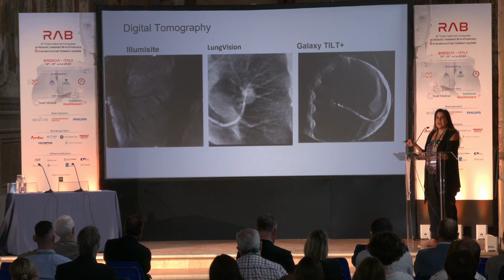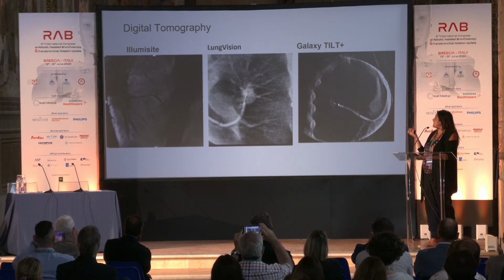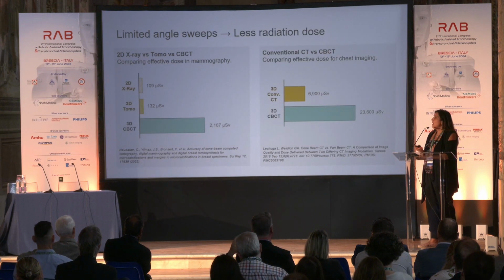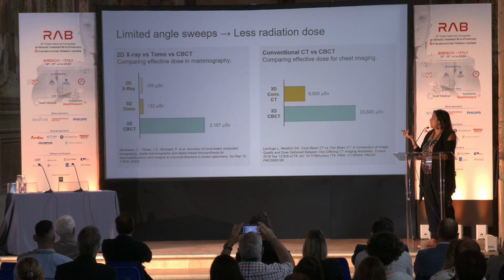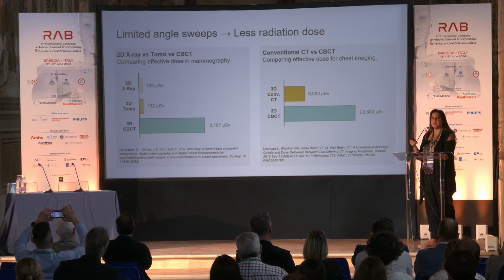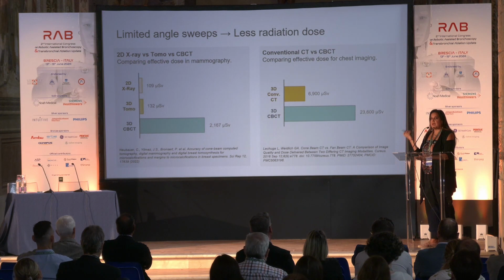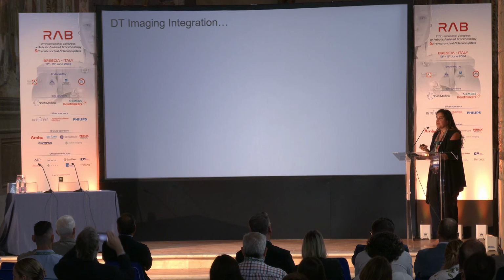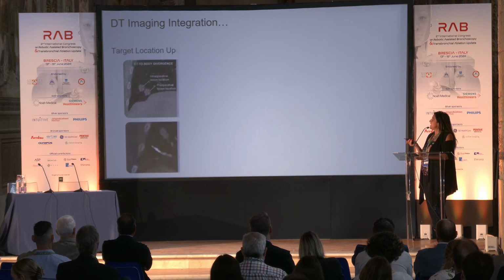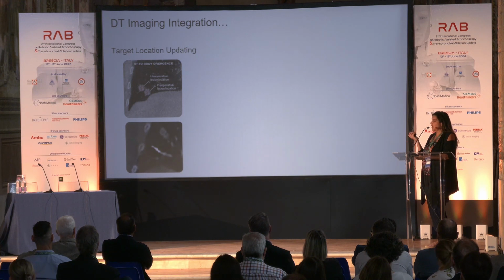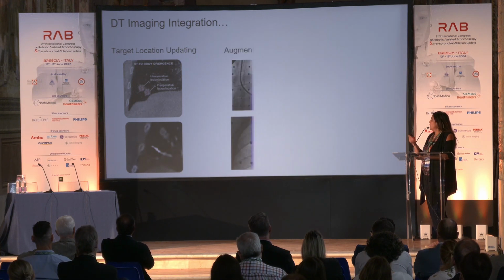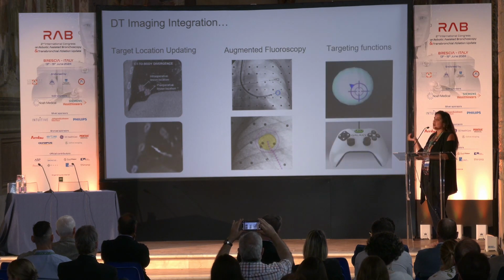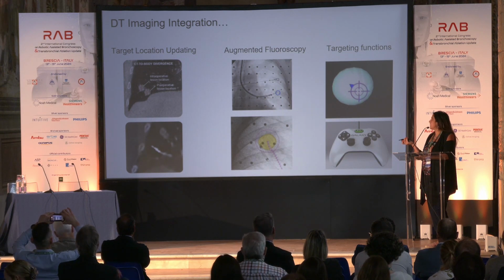So the platforms right now that have the ability to do this are Illumisight, Lung Vision, and Galaxy, which have these built in with the tomo imaging. When you look at radiation, a lot of the data we have is from the breast. Again, we know that you're going to get more fluoroscopy and more radiation, and there's more data to come on that in the lung that we'll see in papers that are upcoming. So with DT image integration, you can target locate, you can update your lesion, you can get augmented fluoro, which Dr. Cecilia is going to talk about next, the importance of that, and you can target exactly where you need to be in the middle of the lesion.